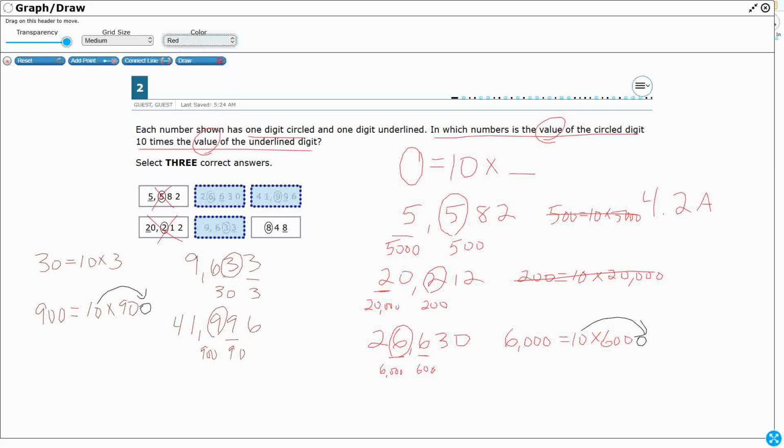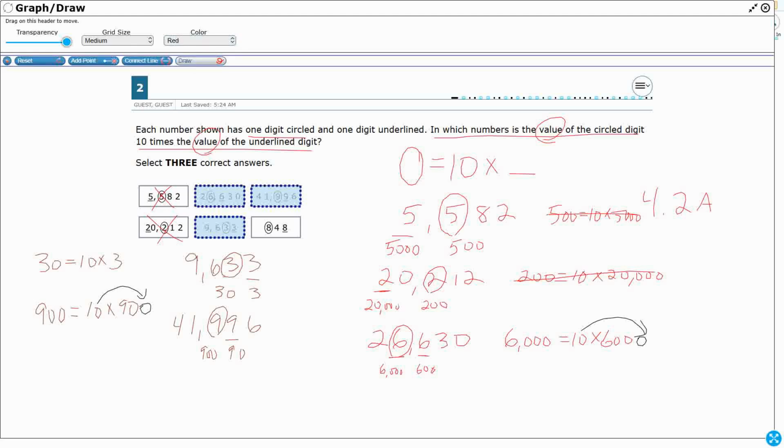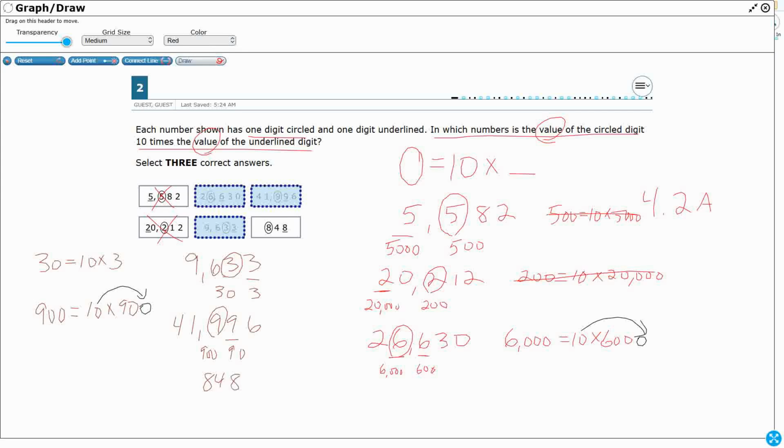Let's just double check this last one to make sure. Because if the last one is right, then we messed up somehow, because it says only 3 are correct. 848, circle. Oh, notice there's a big gap. There's 2 spaces in between these two, and that's not going to work. When it's 2 spaces, right, that's going to be 100 times. So this is 800 equals 10 times 8. And that's not correct. We either need to make this an 80, or we can make that a 100. Either one of those would have fixed it. So that's incorrect. So those are our 3 answers.